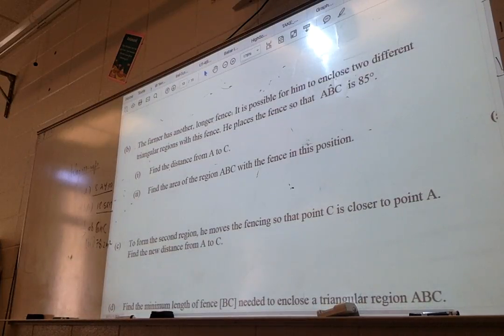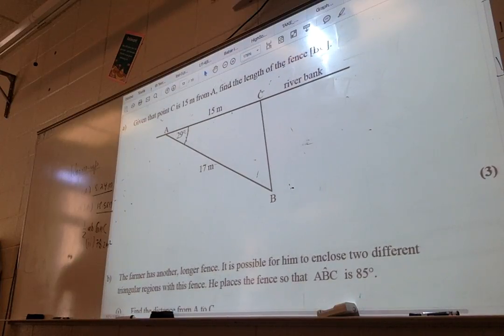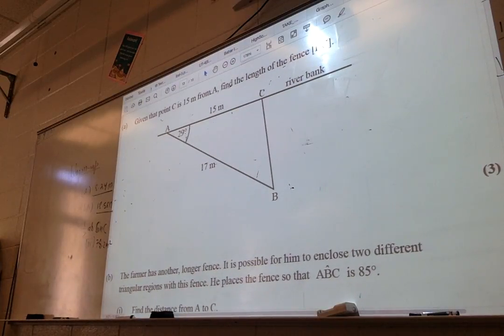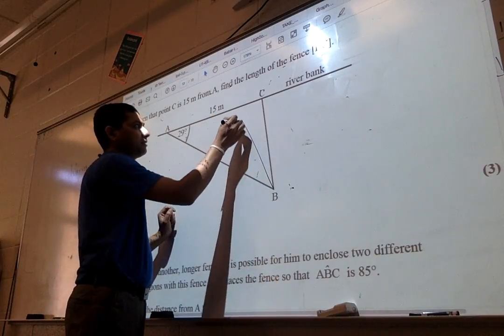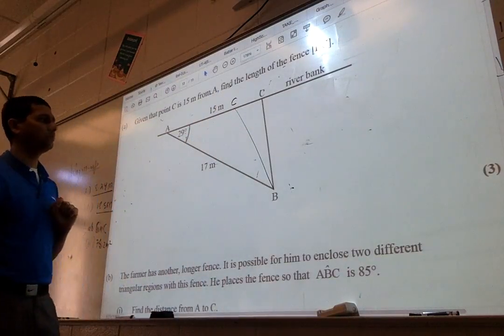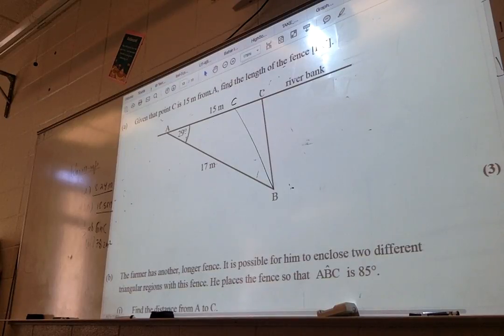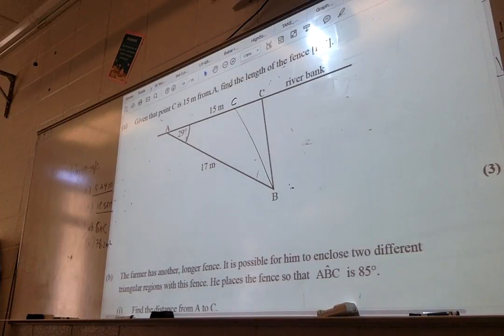To form the second region, he moves the fencing so that point C is closer to point A. Find the new distance from A to C. Now this is the critical point, right? It doesn't give you enough information, does it? So now he moved closer to this one. That will be your new position. So now you want to find AC, right? How do you do that? Exactly.